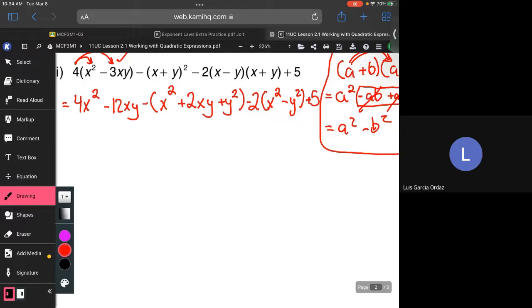So when I have a negative outside of the bracket and I put it in the bracket, what happens to all my signs? They all change. So it becomes 4x squared minus 12xy minus x squared minus 2xy minus y squared. Now I have to take this negative 2 and distribute it into my x squared minus y squared. So what does that become?